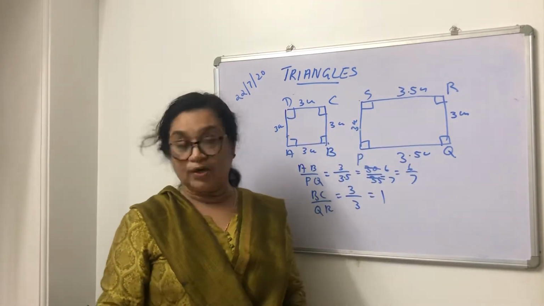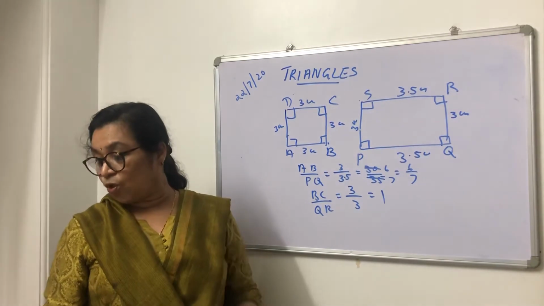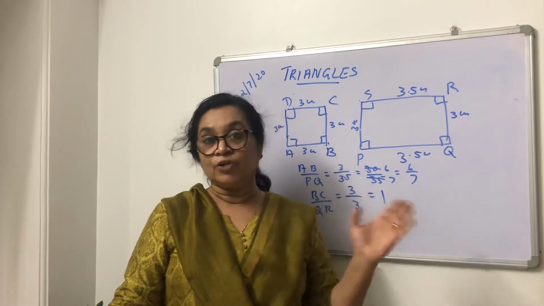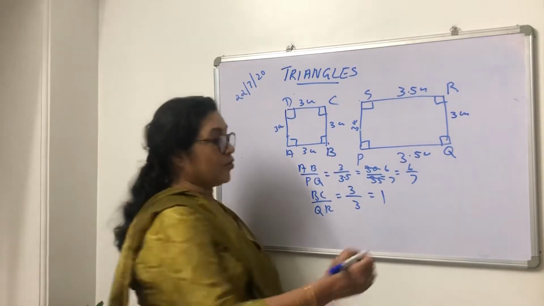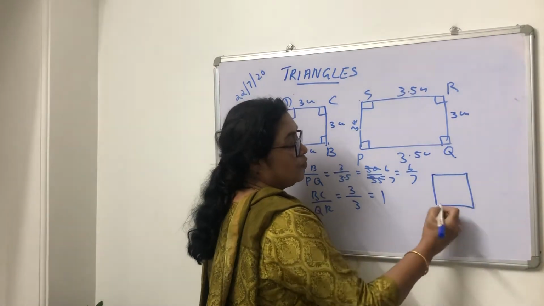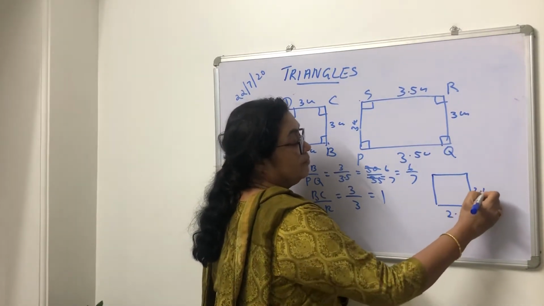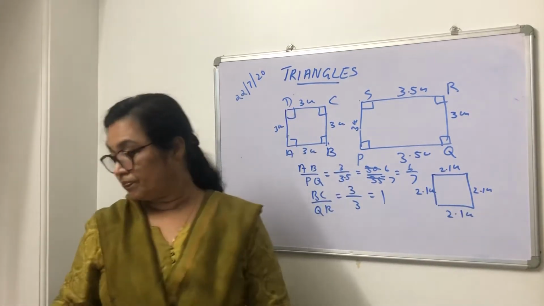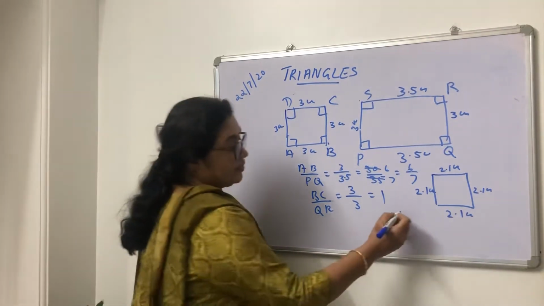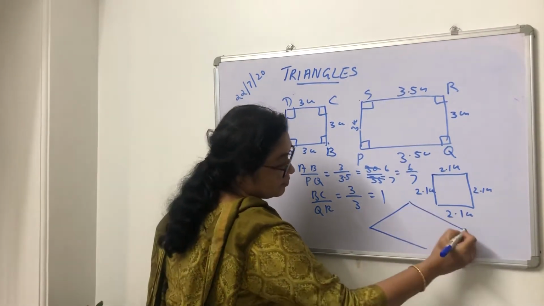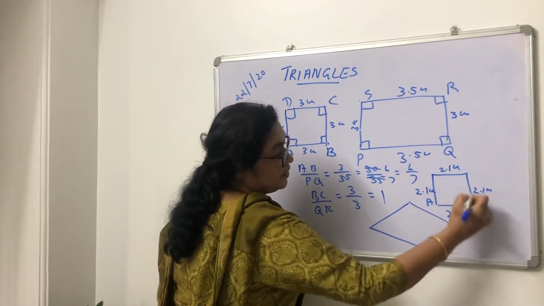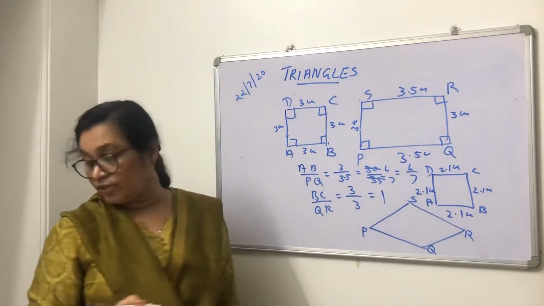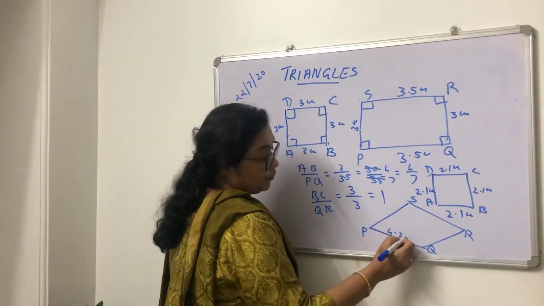but corresponding angles are equal. Now I am going to take a square and a rhombus. You know, in a square all the sides are equal. In a rhombus also all the sides are equal. Suppose I am taking a square of side 2.1 centimeters, and taking a rhombus; this is ABCD, this one is PQRS. Here the side of the rhombus I am taking as 4.2 centimeters.